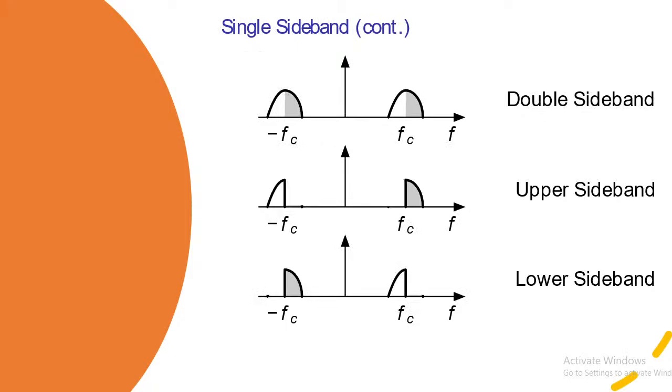So that is shown here. Double sideband is the top one, with two sidebands. The middle one is the upper sideband, and the bottom one is the lower sideband. If you shift the upper sidebands to the origin, or the lower sidebands to the origin, you can always see that you are going to get back the original signal. Now, don't confuse the lower sideband here. When you shift the FC component to the origin, it will be on the left of the origin. When you shift the minus FC component, that will be on the right of the origin. Therefore, you will get back the original signal.